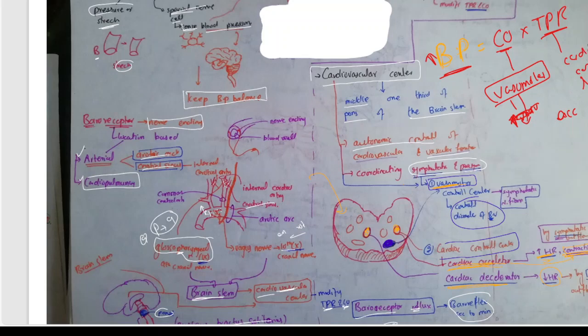Okay, and what does the cardiac accelerator do? It decreases heart rate and contractility. And it means cardiac output is decreased. So just like this, these are simple things. Okay, you have to remember this about blood pressure.